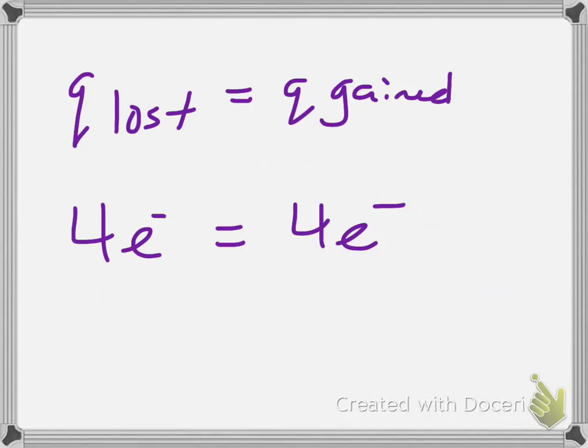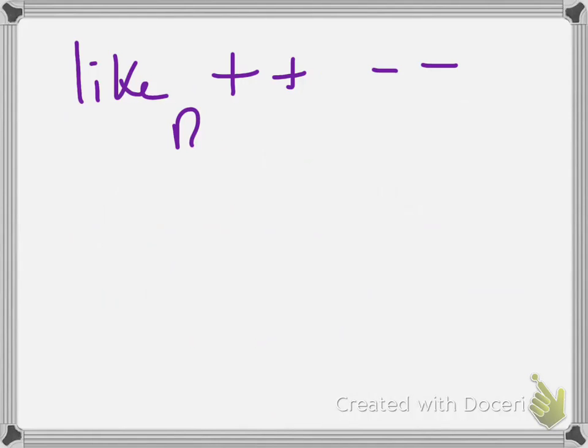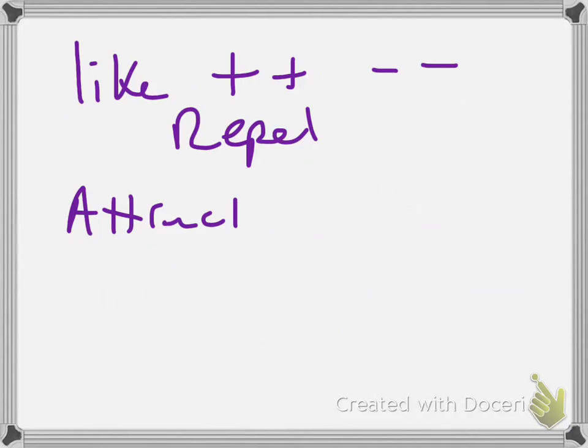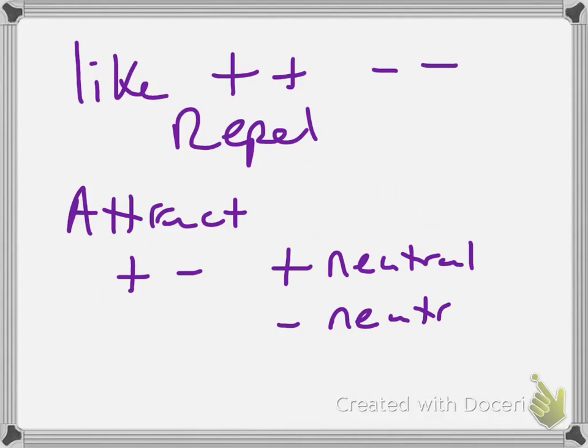Now, when we talk about charged objects, anything that's alike, so a positive and a positive, or a negative and a negative, they repel. That's an easy one. But things that attract, okay, we all know that opposites attract, so a positive and a negative will attract, but also a positive and a neutral, or a negative and a neutral. Okay. Neutral things are always attracted.